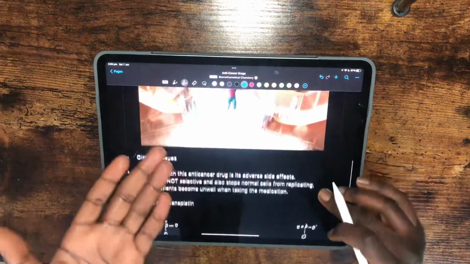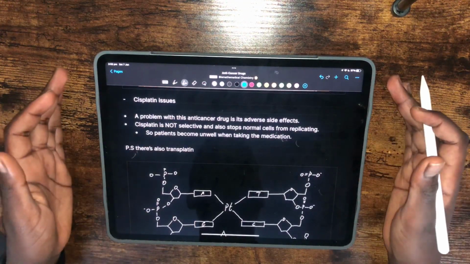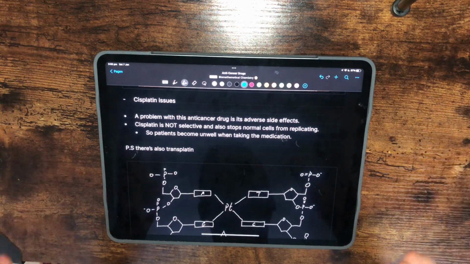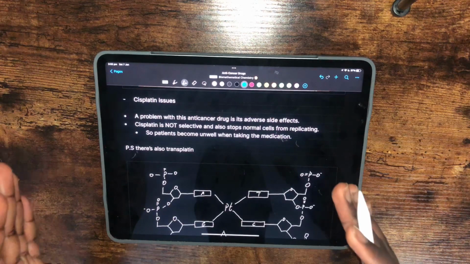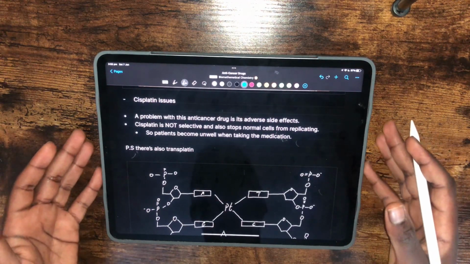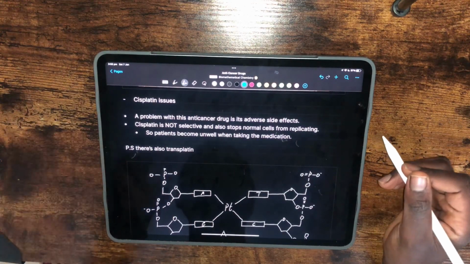At least it's how I understood it. But anyway, there are issues with cisplatin though. The problem with anti-cancer drugs is their adverse side effects. Cisplatin isn't selective and also stops normal cells from replicating, so patients become unwell when taking the medication. All I'm saying here is that it's not specific to cancer cells.